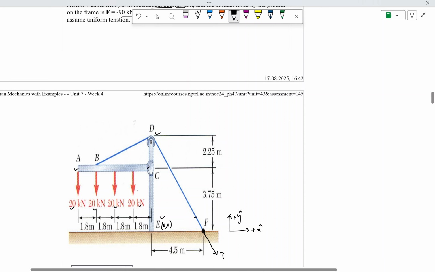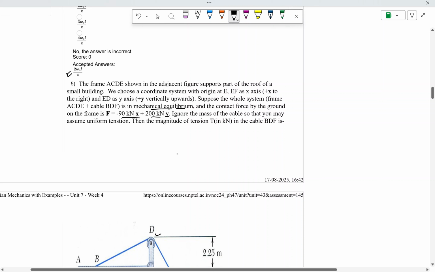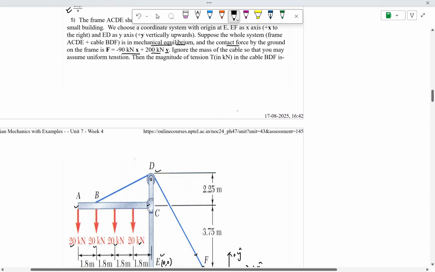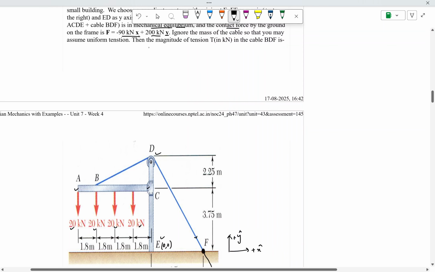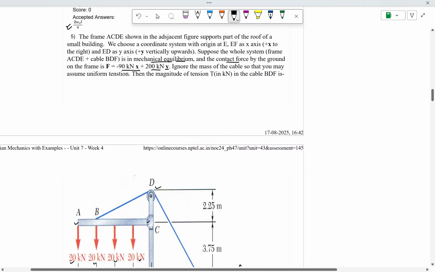Beam has a weight in the downwards direction at different points. There are different forces at different distances, and x and y axis are defined. And also there is another force, which is the contact force F by the ground on the frame. So it has minus 90 kilonewton in the x cap and plus 200 kilonewton in the y cap direction, right?